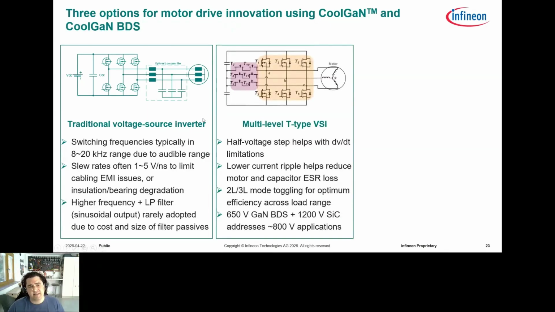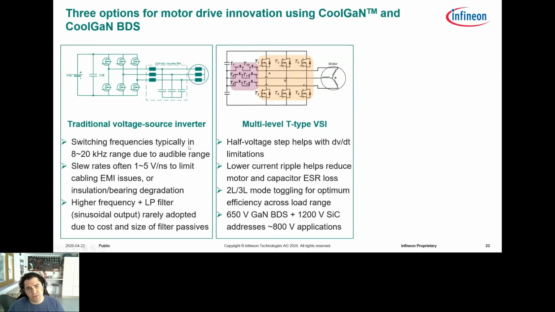One solution to this is the T-type voltage source inverter. So this is basically the same as the T-type power conversion I mentioned before. You could use T-type for your rectifier, and very often a T-type is used as the front end for a UPS, an uninterruptible power supply, because you need bidirectional power flow and it's very efficient.